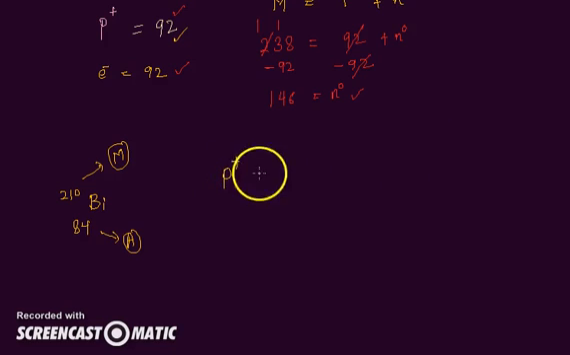Let me take the number of protons first. The atomic number is given as 84, and we know that the atomic number represents the number of protons in an atom. Since the atomic number is 84, the number of protons is also 84. And let me take the number of electrons. The number of electrons is equal to the number of protons in a neutral atom. This is an isotope of bismuth, that is a neutral atom. Since the number of protons is 84, the number of electrons will also be 84.